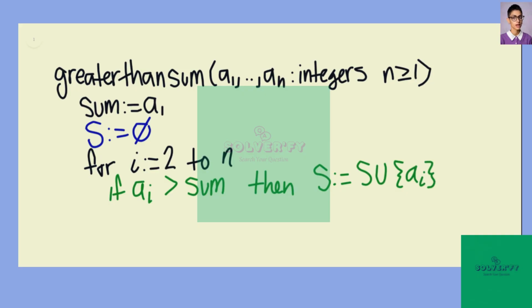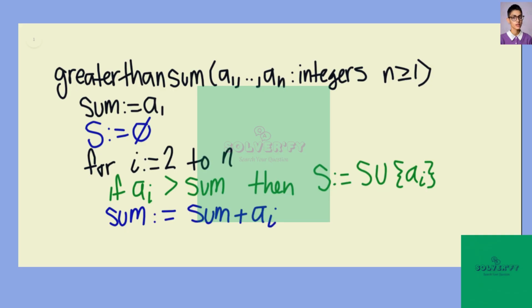All right, but then we need to modify our sum, right? Because the sum should continue to change each time i increases to be a new sum: the previous sum plus the new element.